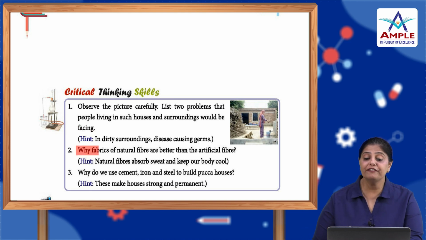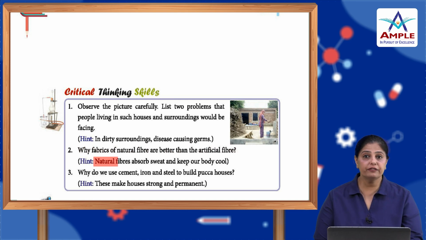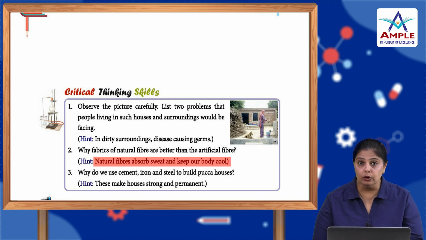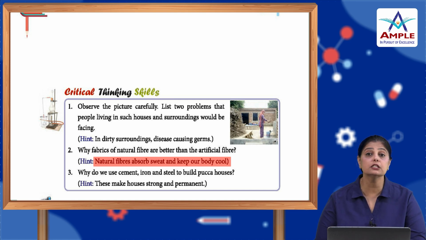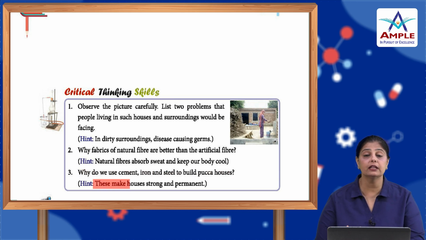Okay, why are fabrics of natural fiber better than the artificial fiber? Natural fibers absorb sweat and keep our body cool. At the same time, even when we wear a natural fabric during winters, it keeps us warm. Okay. Why do we use cement, iron and steel to build pakka houses? Because these make the house strong and permanent. Okay. So, elaborate on this more.